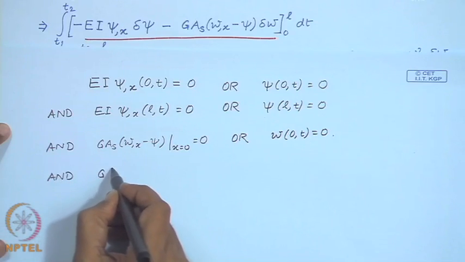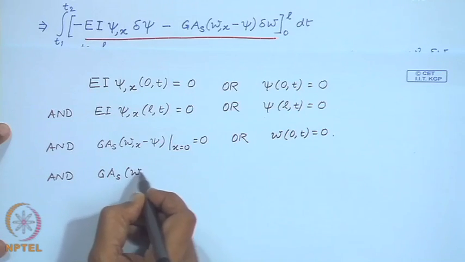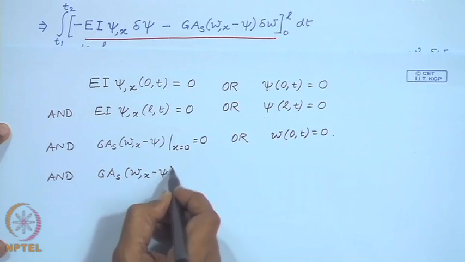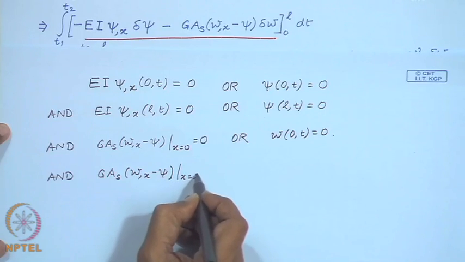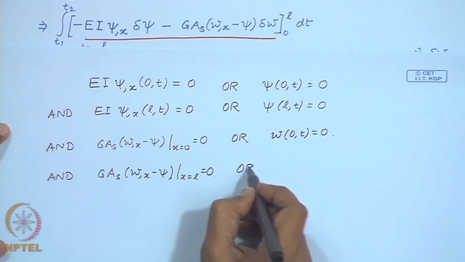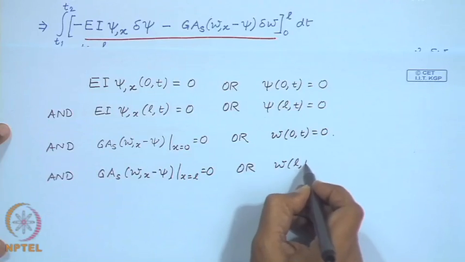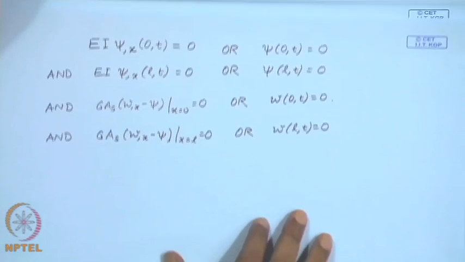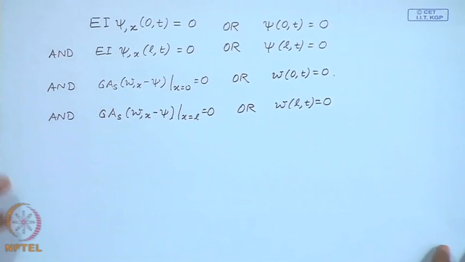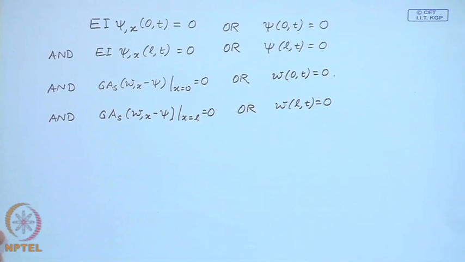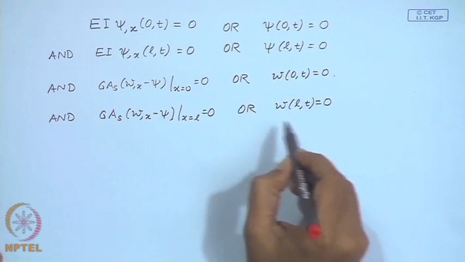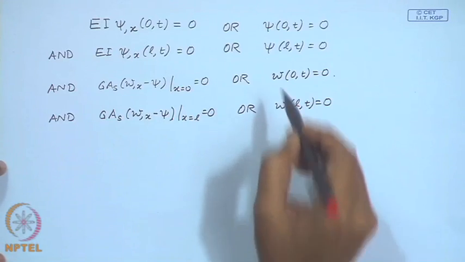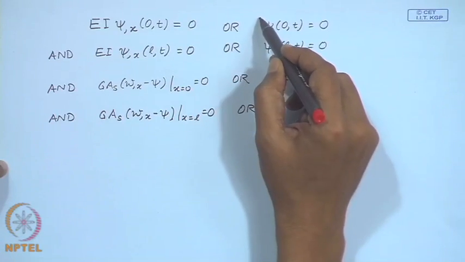And similarly at x equal to L. So, these are the possible boundary conditions that we can usually have. There are other possibilities. Now, as we have seen before as well.